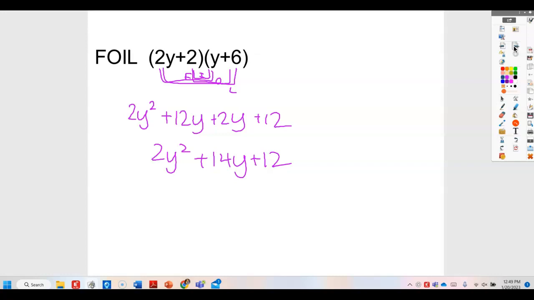So we're going to start with something like 2y squared plus 14y plus 12, and get it to 2y plus 2 times quantity y plus 6. And we're going to do that using a combination of the magic x and factor by grouping.